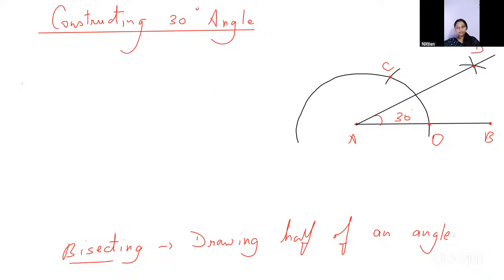Understood? Yes, Yash. I understood, ma'am, but it says bisecting drawing. What is that word, ma'am? Half, H-A-L-F, half. Thank you, ma'am.